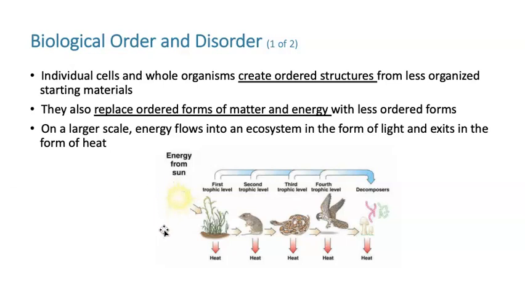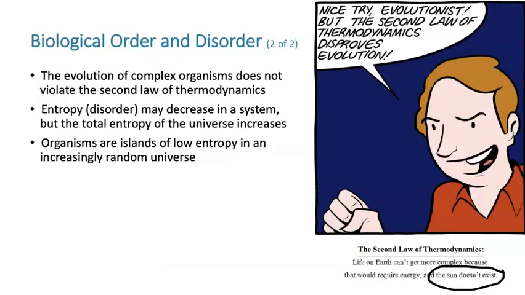Again, I've showed you some variation of this already, but energy from the sun passing through the ecosystem is important for how life works. It is a common misunderstanding that life doesn't make sense because it violates the second law of thermodynamics. And this is really just not true. This is a great cartoon of somebody saying, hey, nice try, evolutionist. Second law of thermodynamics disproves evolution. And the little caption is important. Life on Earth can't get more complex because that would require energy, and the sun doesn't exist. Of course the sun exists. Of course we get all of our energy ultimately from the sun.